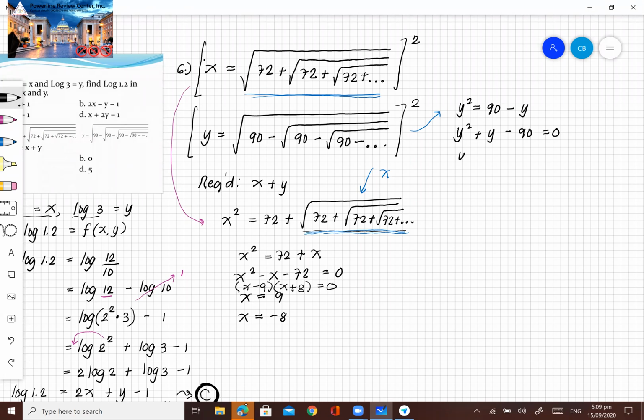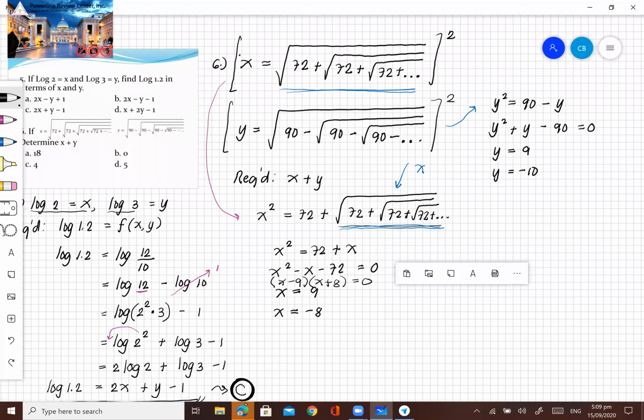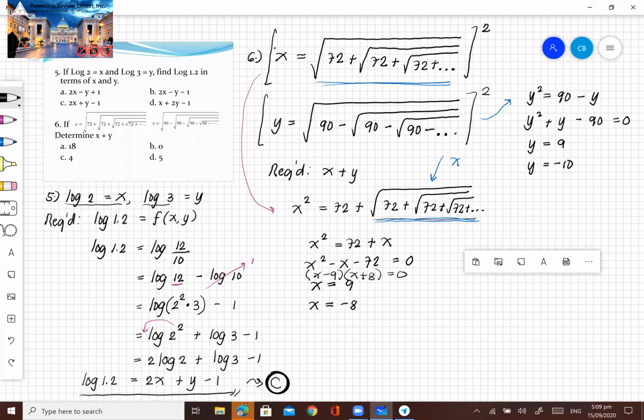So you have y is positive 9, then another is negative 10. Now to get the roots. So there you have it. We have now the two values for x and y. So we can now check which among those values is available to our choices. So obviously, if x is 9, no?